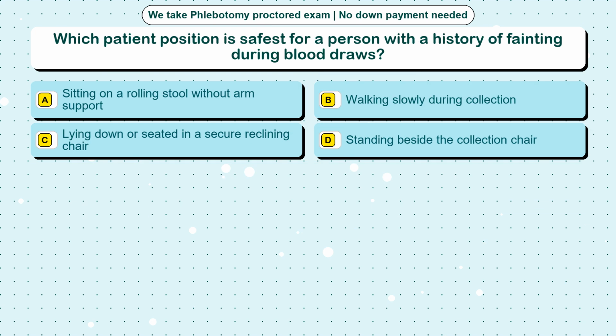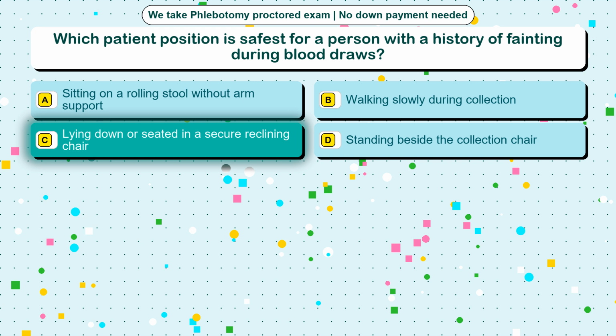Question 6. Which patient position is safest for a person with a history of fainting during blood draws? Option A. Sitting on a rolling stool without arm support. Option B. Walking slowly during collection. Option C. Lying down or seated in a secure reclining chair. Option D. Standing beside the collection chair.